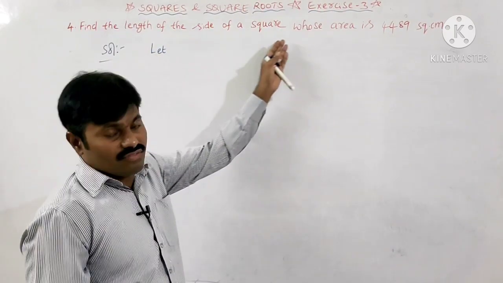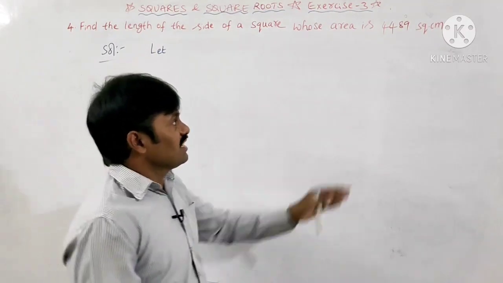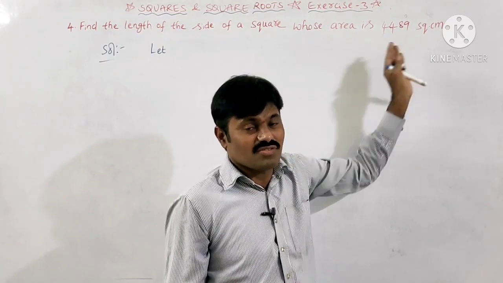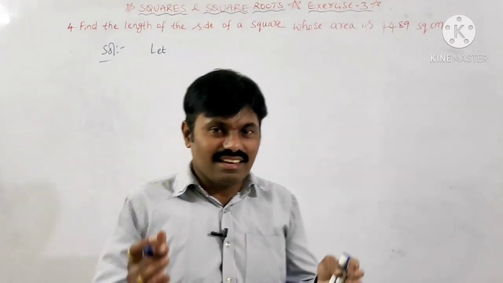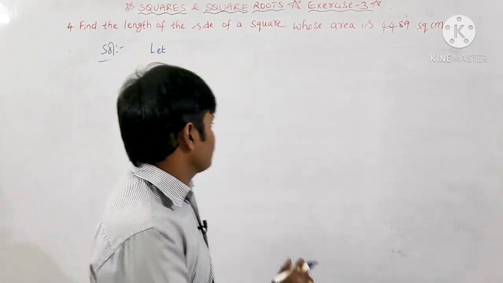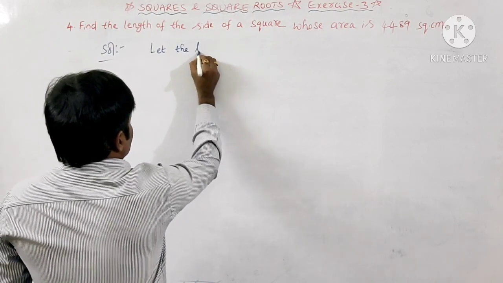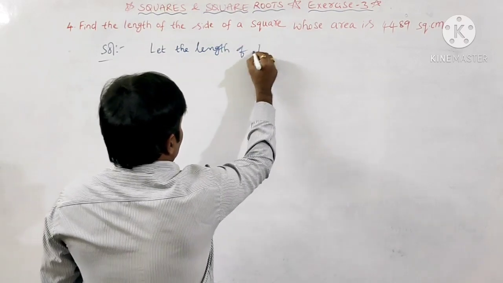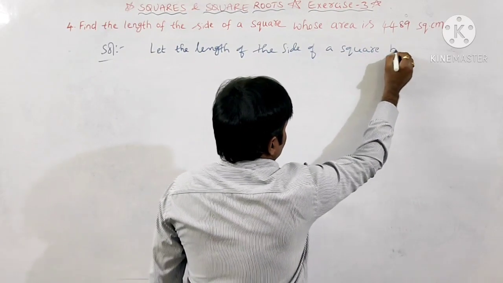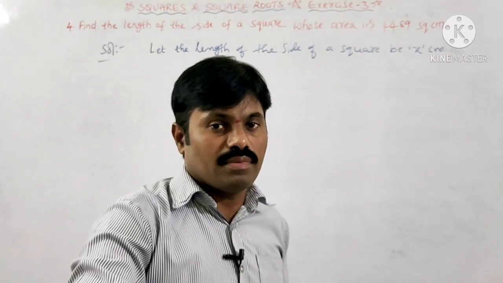First, to find the side of the given square, let us consider the length of the side of the square to be x centimeters, because the area is given in square centimeters. So consider the length of the side of the square to be x centimeters. How much? x centimeters.